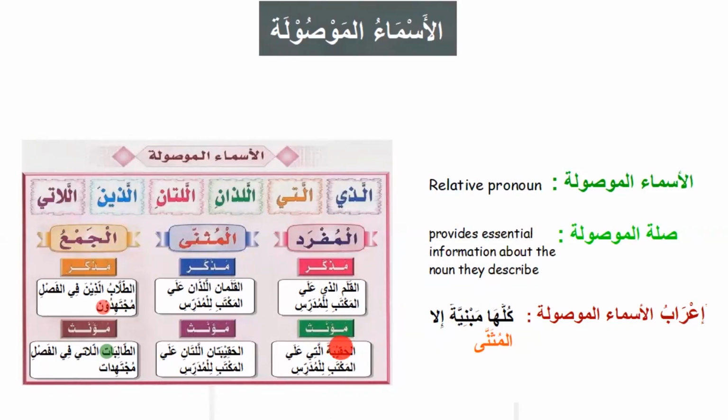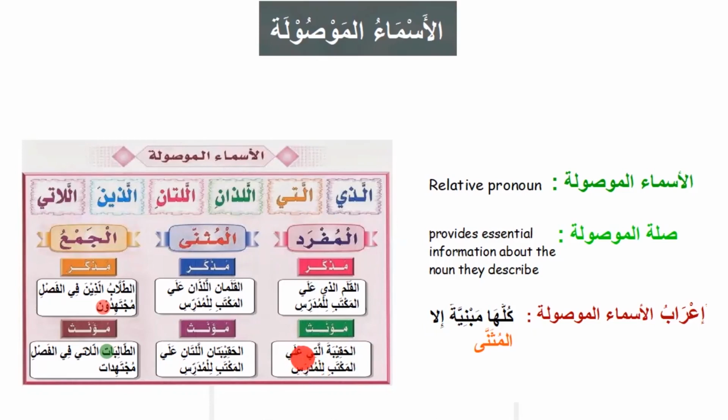That's the mubtada, al-hakibatu. But this part, allazi, is what? It's an ism mawsul. Then al-maktabi is the silatul mawsul. Then lil-mudarrisi is the khabar. Is the what? Is the khabar. Hope that is clear.